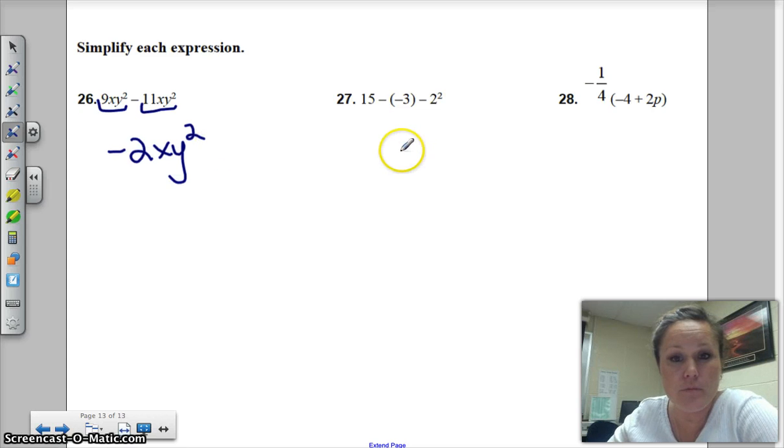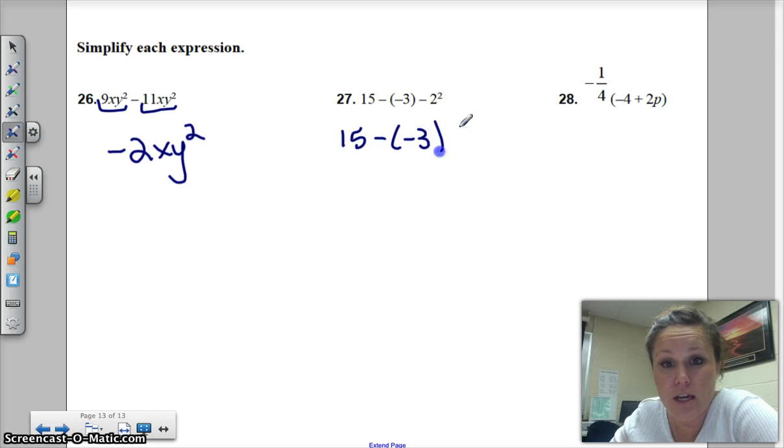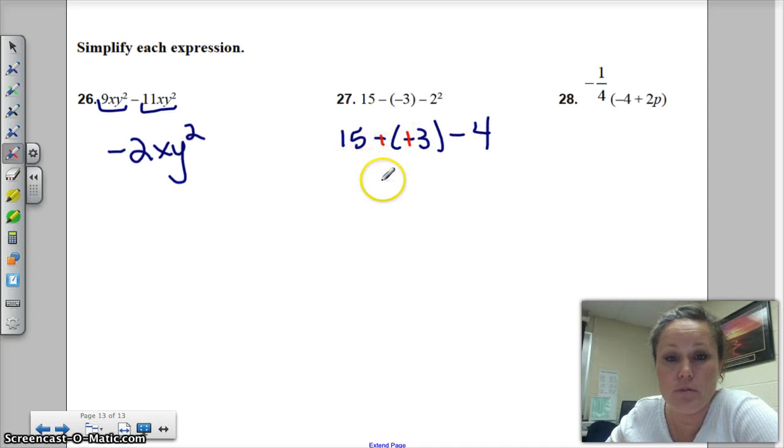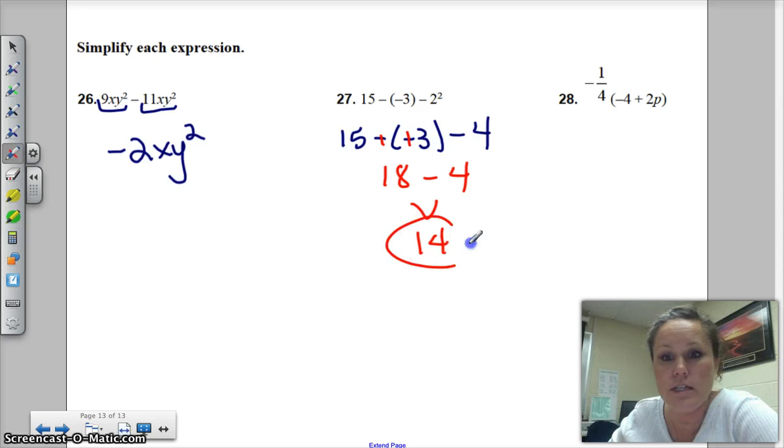Here, we're going to have to follow order of operations. So 15 minus negative 3 minus 2 squared is 4. Now I can just follow order of operations again. So add, subtract as we get to it left to right. So 15 minus negative 3 turns into plus positive. 15 plus 3 is 18 minus 4. 18 minus 4 is 14.